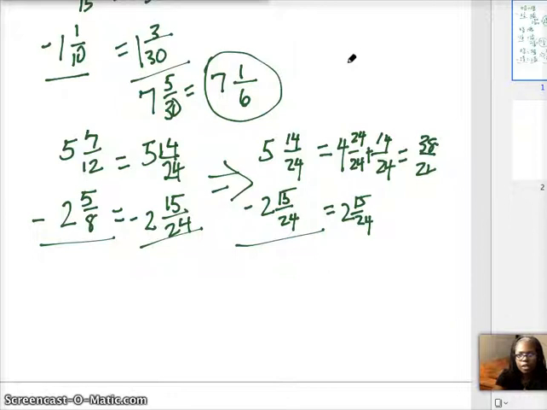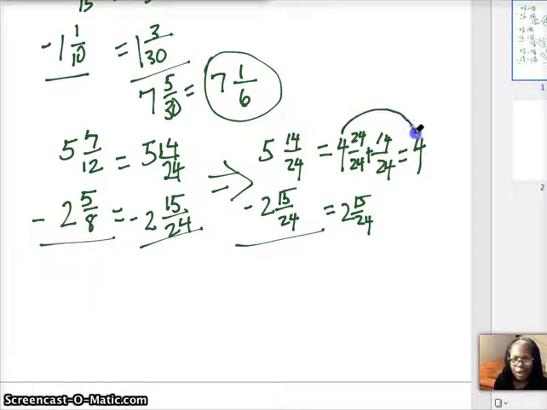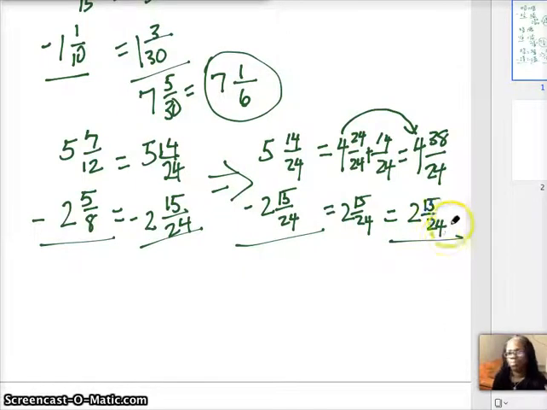I forgot to write my 4. So this is 4, the whole number 4. I'm adding these two up. That's my borrowing situation. Some books call it regrouping. And then I have this, right? Okay, cool. So now I can subtract because my fraction's big enough. All right, so 38 minus 15 is going to give me 23 over 24, and then 4 minus 2 is going to give me 2.